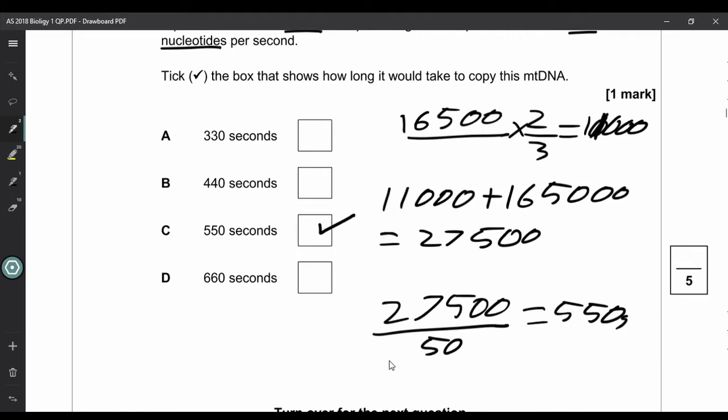So even students that got this right, the examiner's report said that many didn't show any workings at all. So the assumption is a lot of students who even got this right actually did it by guesswork.